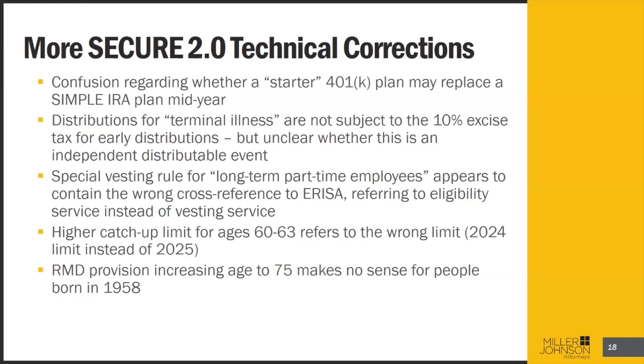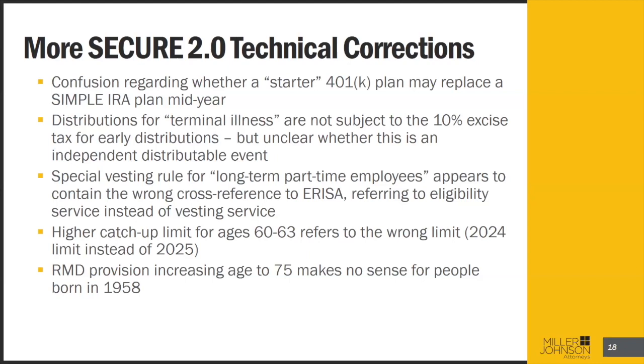There's also one of the things that Congress tried to clarify in Secure 2.0, which is the vesting rule for long-term part-time employees and how you credit them with years of vesting service when you're using this new 500 hours over 3 consecutive years rule.